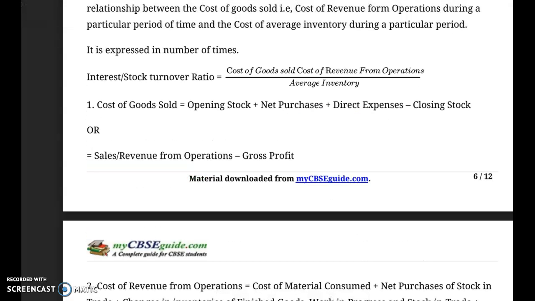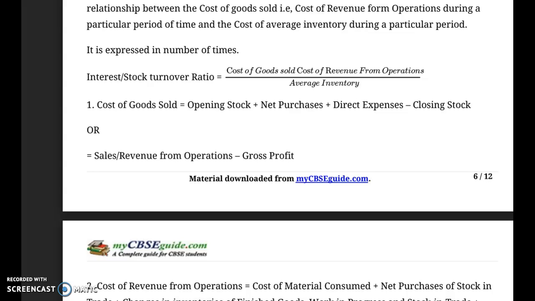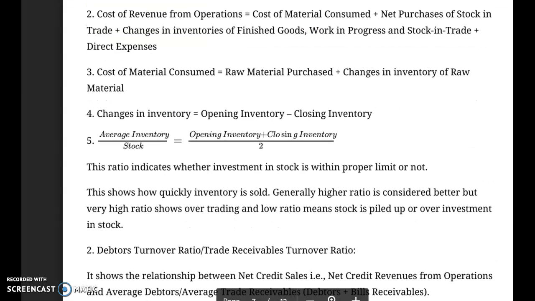Again, the formula is cost of goods sold or cost of revenue from operations divided by average inventory, and we can calculate cost of goods sold or cost of revenue from operations in these two ways, that is cost of goods sold opening stock plus net purchases plus direct expenses minus closing stock, and then second way sales or revenue from operations minus gross profit, result is cost of goods sold, and average inventory, that is the opening inventory plus closing inventory divided by 2.